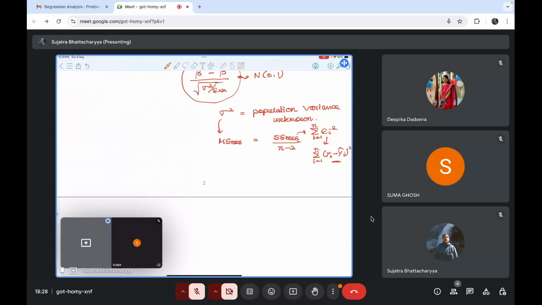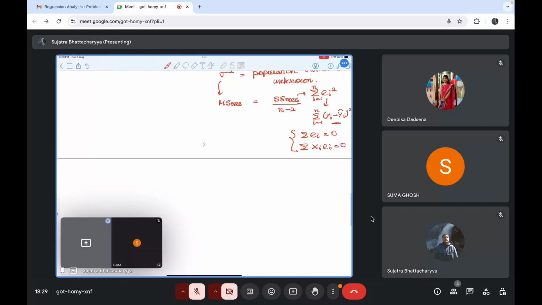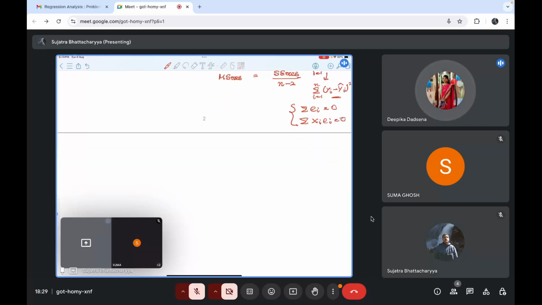There are n observations, but two constraints, because summation ei is always 0 and summation xi ei is also 0. These are the two constraints because of which 2 degrees of freedom are lost. So out of n, you have lost two independent terms, so you have n minus 2 degrees of freedom. Fine, this is already discussed. So we will just quickly replace.